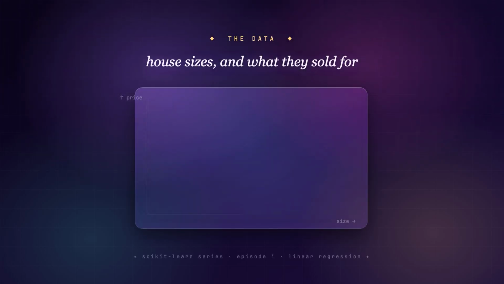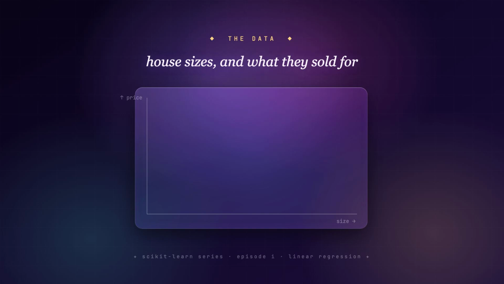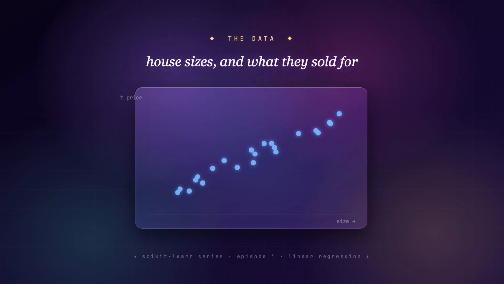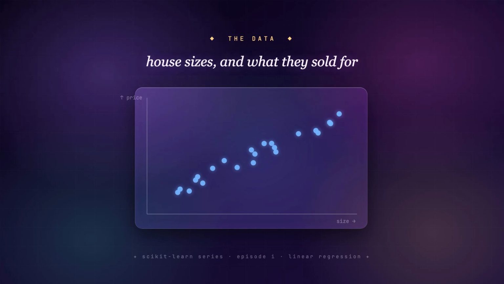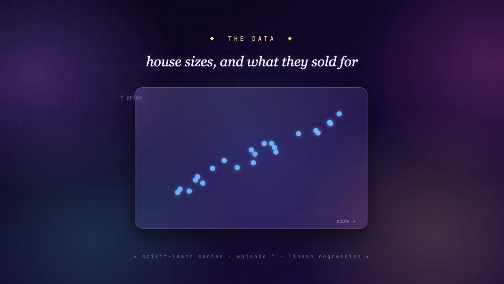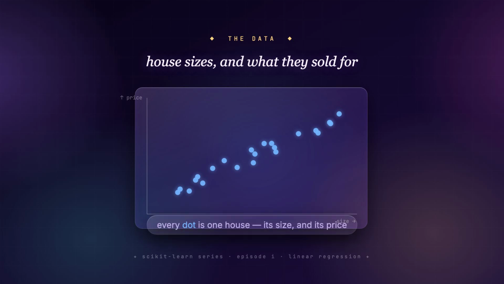So, picture this, you've got some data about houses. For each house, you know two things: how big it is and the price it sold for. Every dot you see here is one house, its size along the bottom, and its price going up the side. Bigger houses tend to cost more, so the dots gently drift upward as we move to the right.